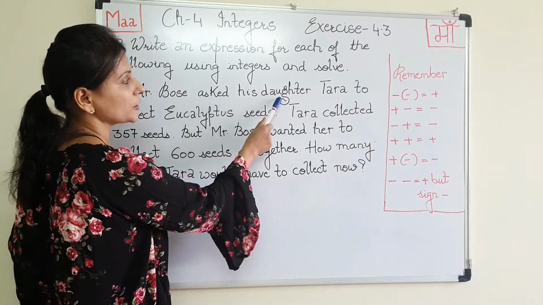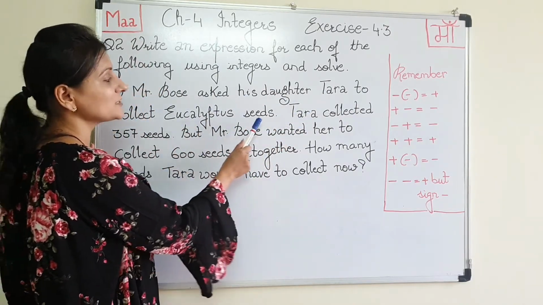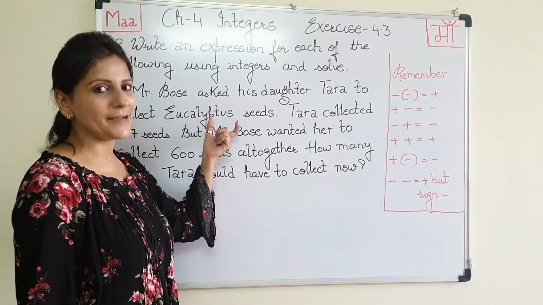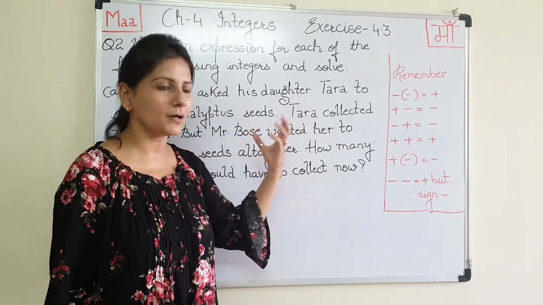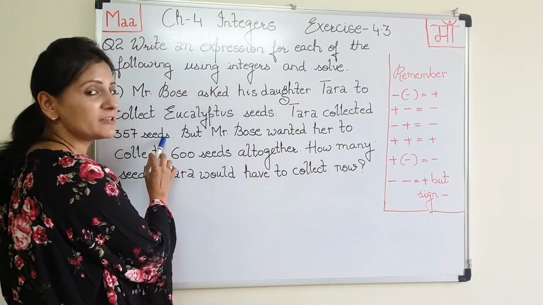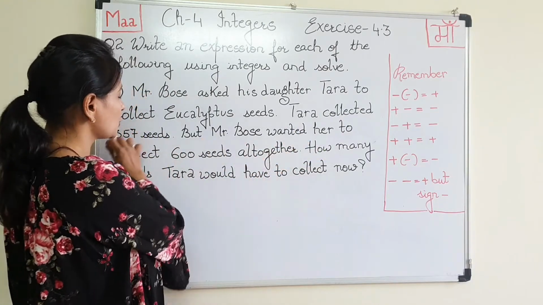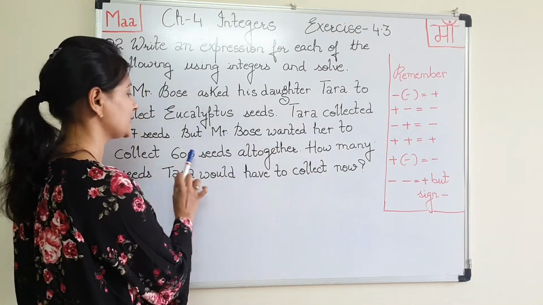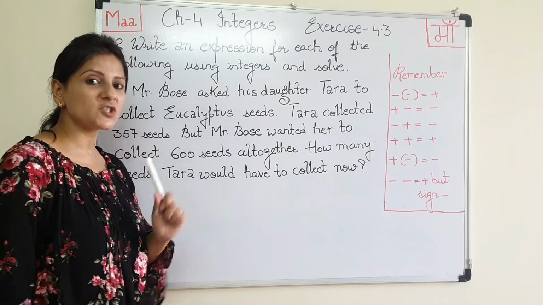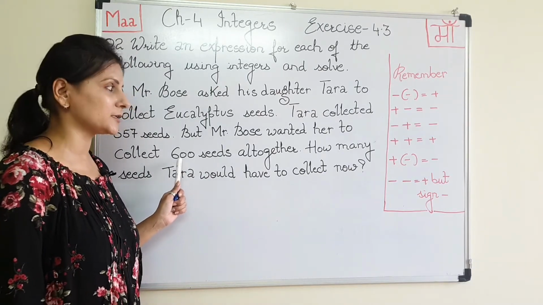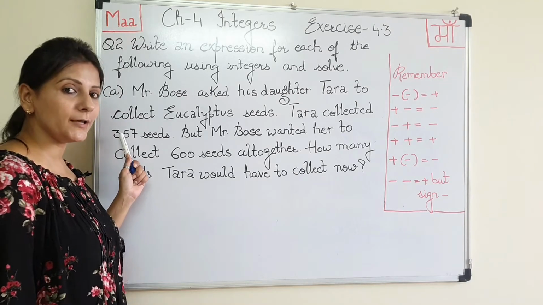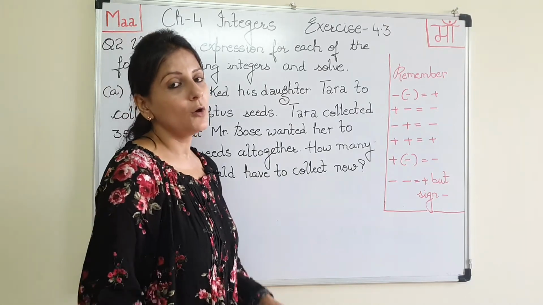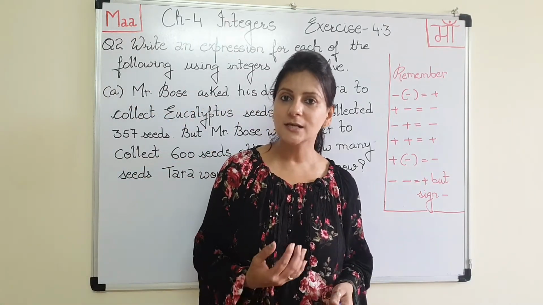The first question is, Mr. Bose asked his daughter Tara to collect eucalyptus seed. Tara collected 357 seeds. So Tara has collected total 357 seeds, but Mr. Bose wanted her to collect 600 seeds. But she has collected only 357 seeds. So how many seeds Tara would have to collect now?